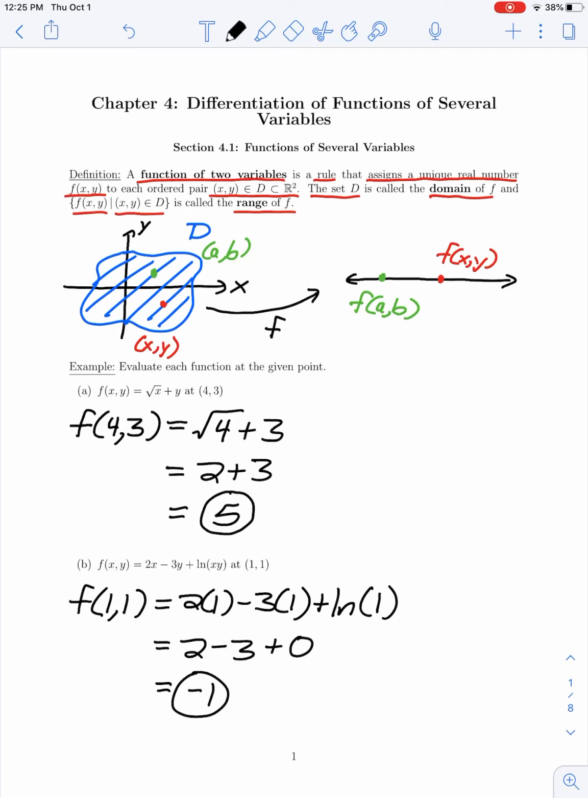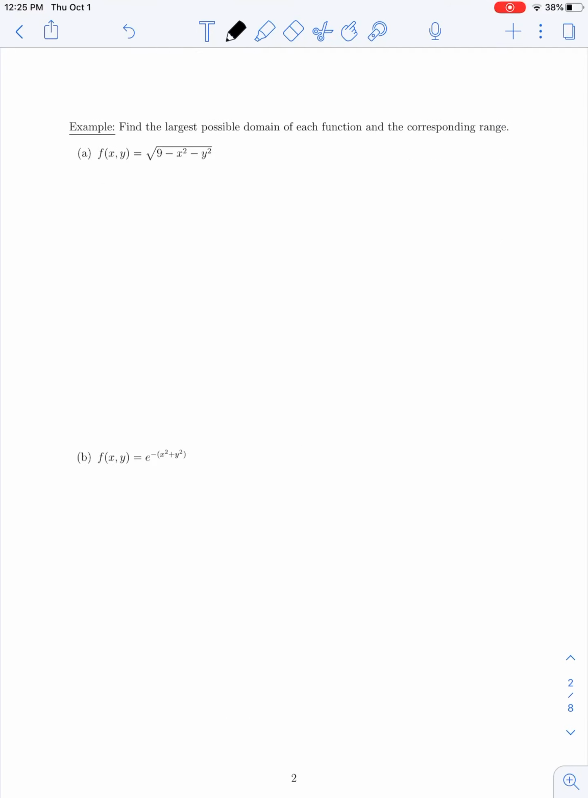Now, the next thing we'll consider is determining the domain of a function of two variables. So just as we would for a function of a single variable, the domain is defined to be the set of all inputs, so that is the set of all points x, y, such that our function would give a real number as its output. So here we are asked to find the largest possible domain and the corresponding range, that is the set of outputs of our function, for the given functions.